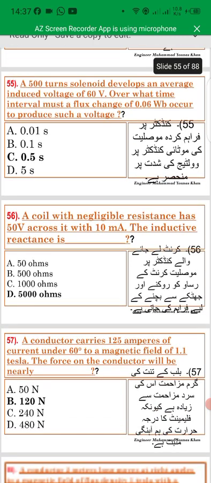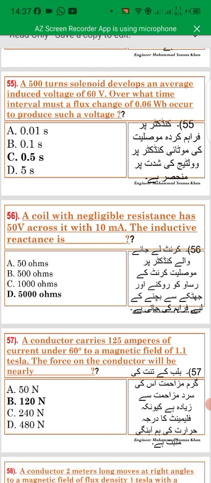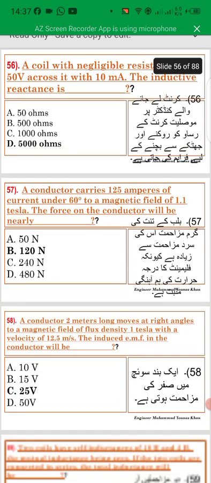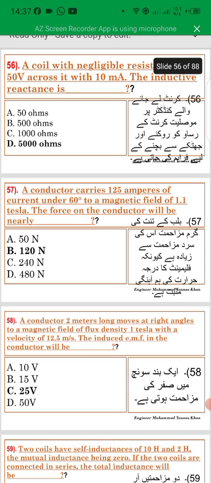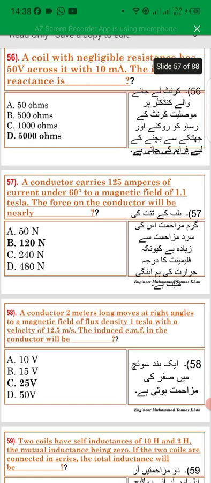0.01 seconds. A coil with negligible resistance has 50 volt across it with 10 mA. The inductive reactance is 5 kilo ohm. A conductor carries 25 ampere of current at 60 degrees to a magnetic field of 1.5 Tesla. The force on the conductor will be X Newton nearly.